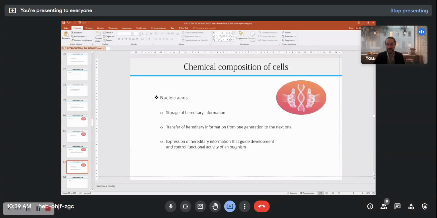And for this usage of hereditary information, we also use nucleic acids. So we have different types of nucleic acids, some of them used for storage and transfer between generations, and another type of nucleic acids is used for expression of hereditary information.